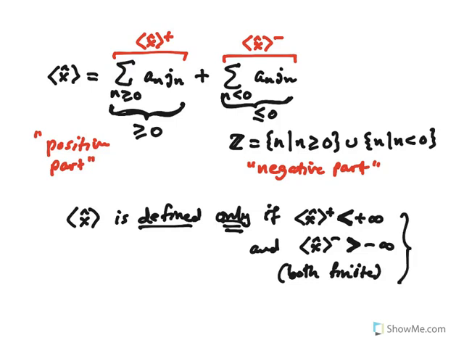And I'm going to say that the expected value is defined only in that case, when these are both finite. And in that case, when they're both finite, the expected value is defined as the sum of the two.